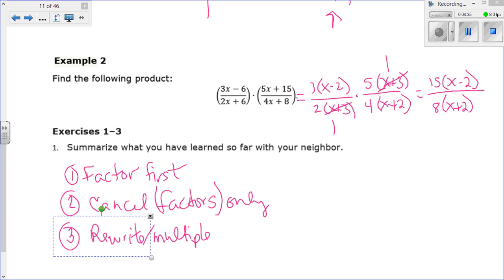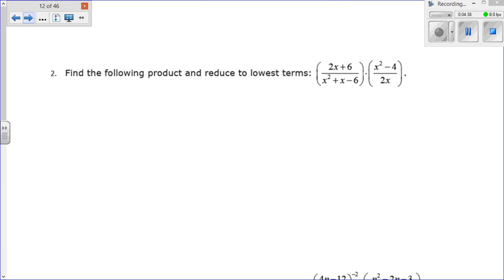So let's try the next problem. Find the following product and reduce to lowest terms. Again, I need to factor before I do anything else. So in my first fraction, I can look at the numerator and I see I have a GCF of 2, so it's 2x plus 6 over. Factors of 6 that subtract to give me 1 are 2 and 3. So I have x, 2, and 3. Oh, my bad. That's x plus 3.